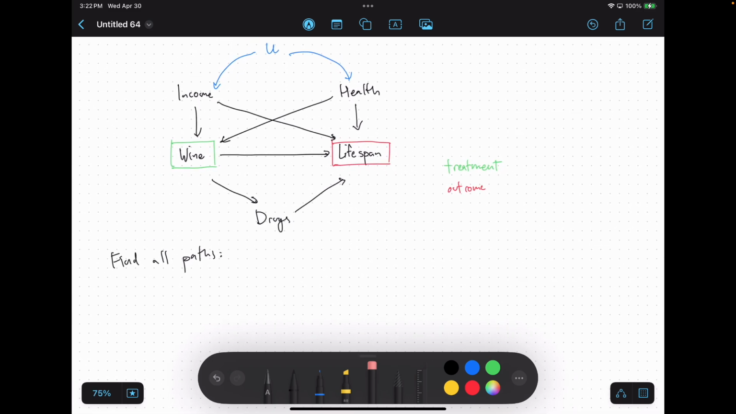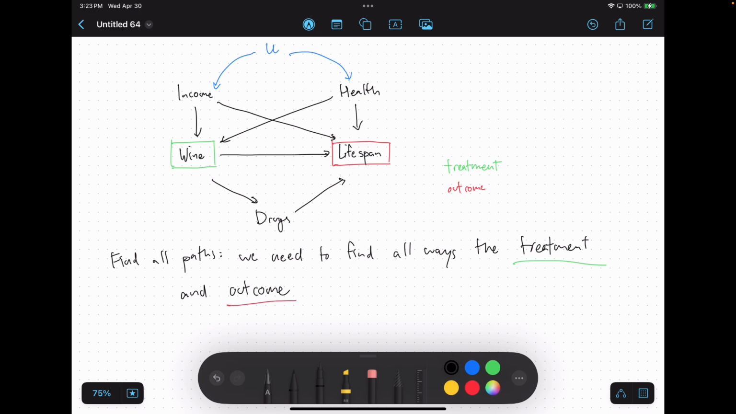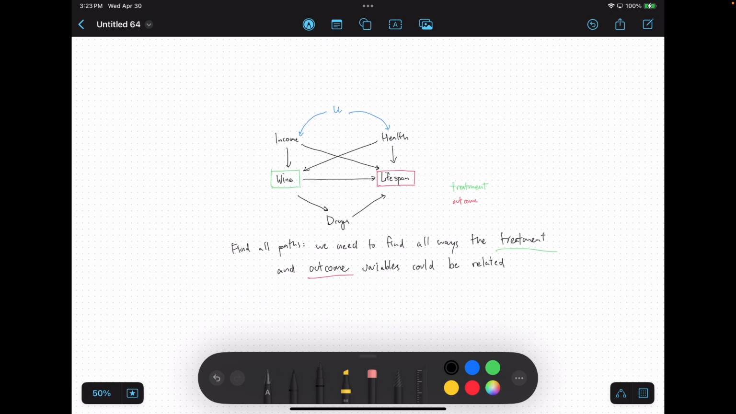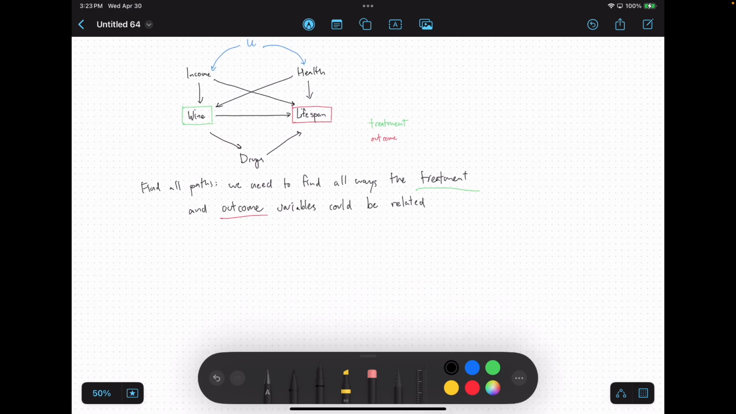Okay, and so what do we do from here? So here we have to think about, we need to find all ways the treatment in green and outcome, which is the red, variables could be related. Okay. Let me see here. Okay.